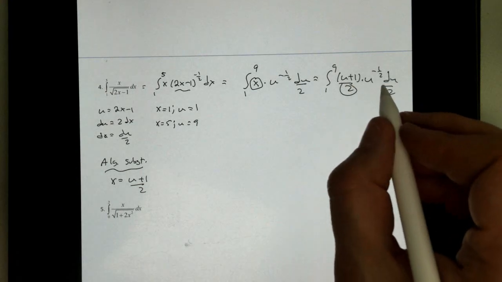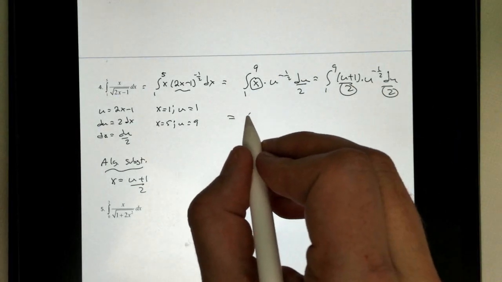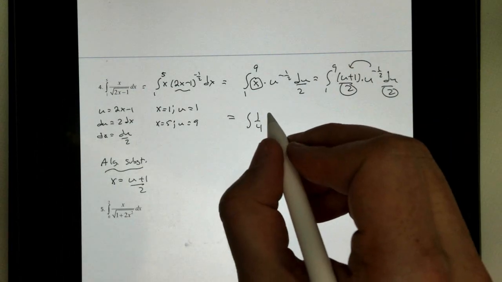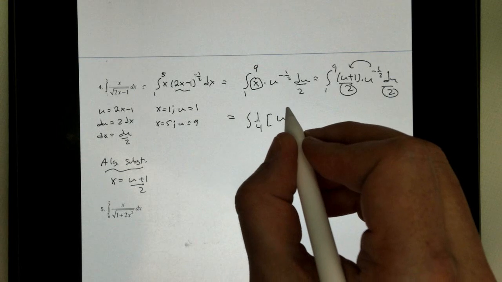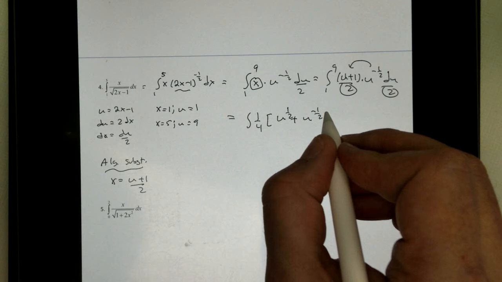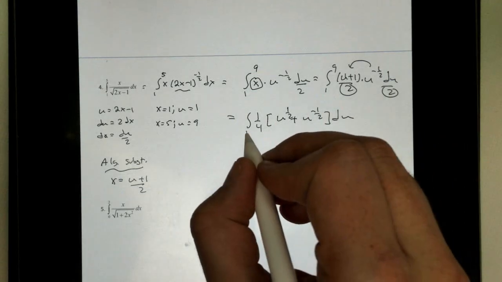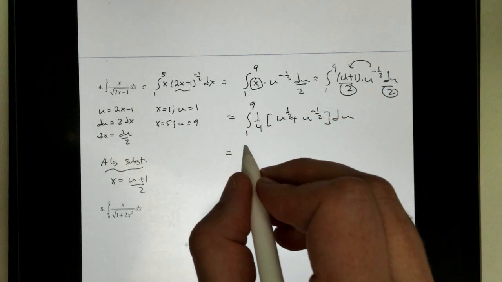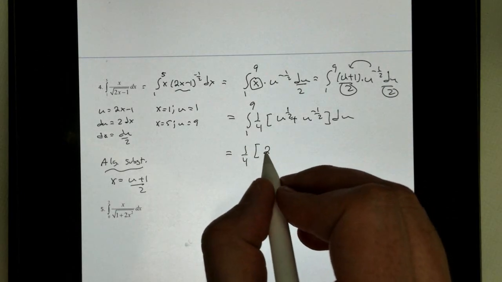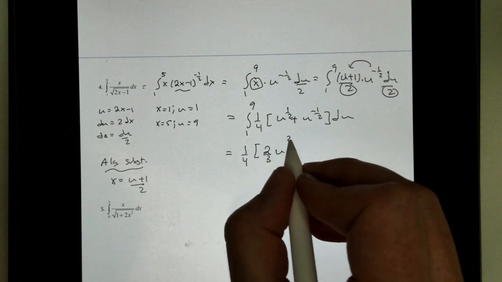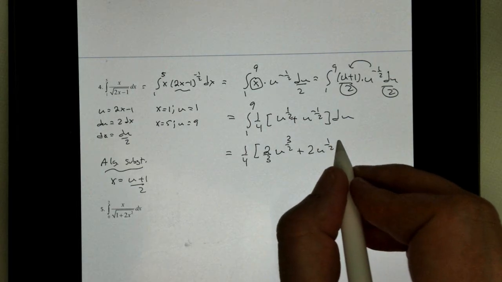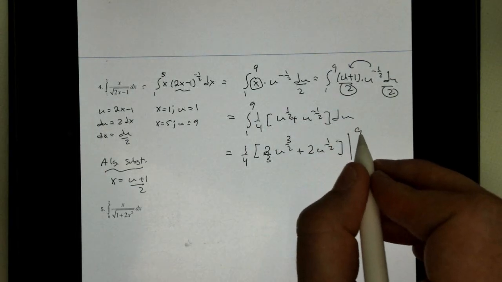These two are on the bottom. That's going to give us a 1/4, and I can distribute the u to the negative a half. And that's going to give us u to the 1/2, because that's a 1 there, plus u to the negative a half du from 1 to 9. And now we're finally ready to take the antiderivative. Adding 1, we're going to get 2/3 u to the 3/2. You can verify that. Plus 2 u to the half. And we're going to evaluate that from 1 to 9.